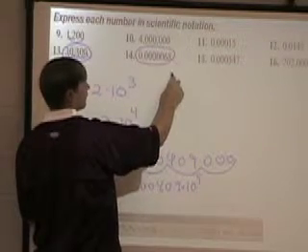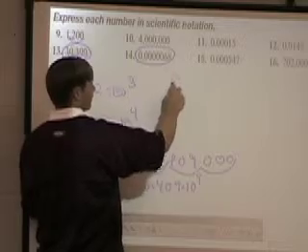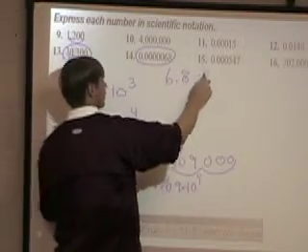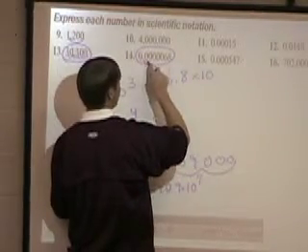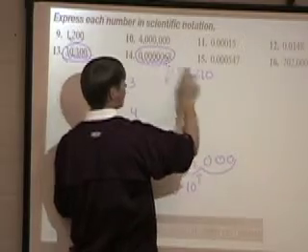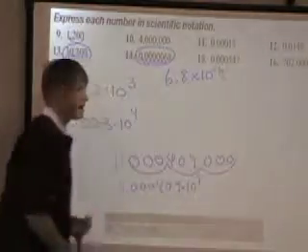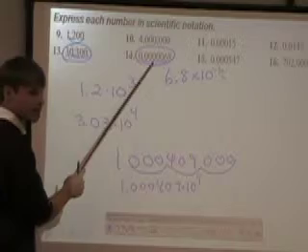Okay? What about this one? 0.000068. What would it be? 6.8 times 10 to the what? Negative 1, 2, 3, 4, 5, 6. Now the reason why it's negative is because this is less than 1.